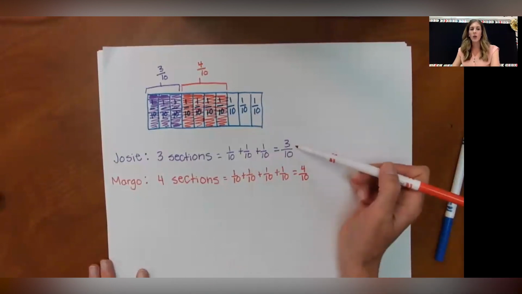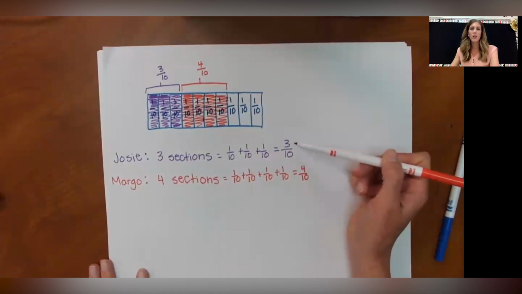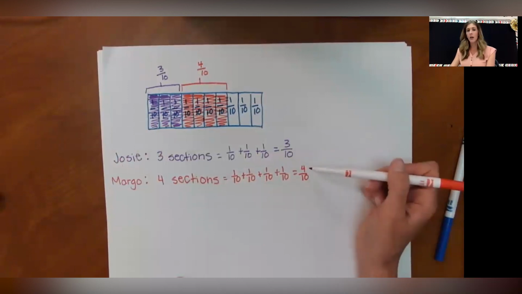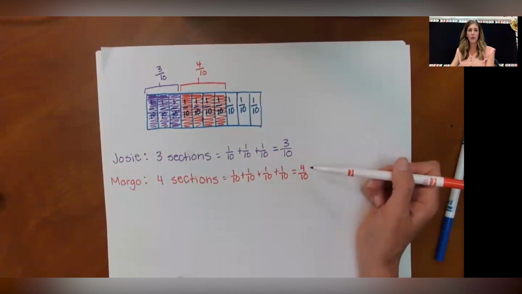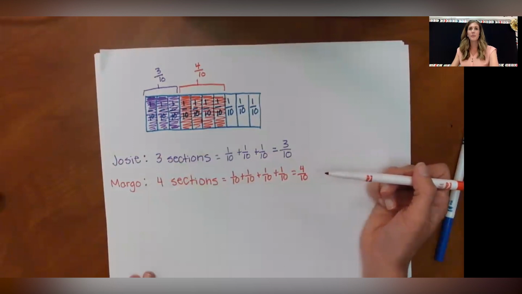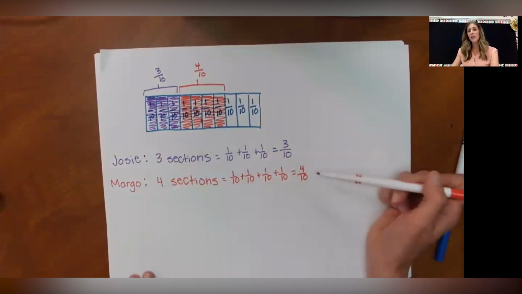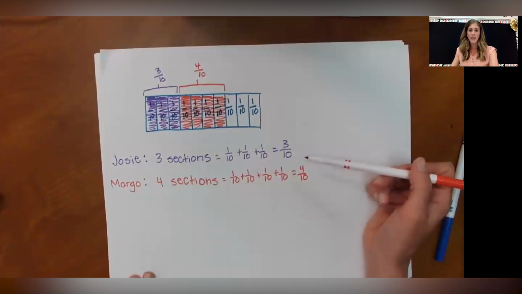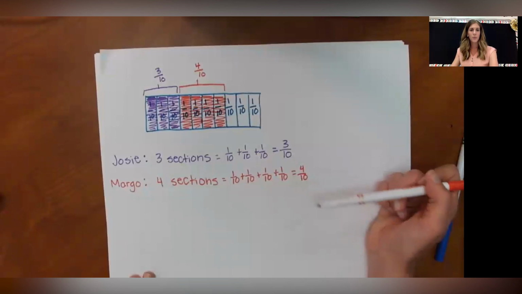So looking here at Josie's fraction, 3/10, what does the numerator, the number on top, represent? Correct, it represents 3 of those 1/10 pieces. What about Margot's? What does her 4 as the numerator represent? Correct, 4 of those 1/10 pieces. And you notice they both have the same denominator because they were working with the same equal size pieces in the same whole.